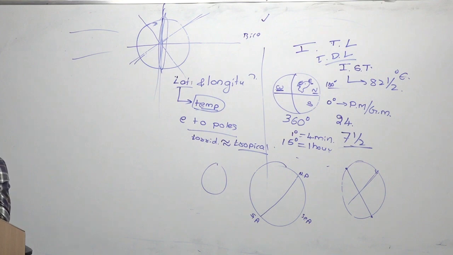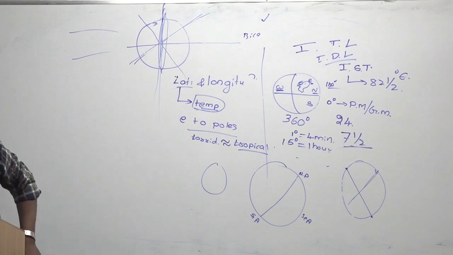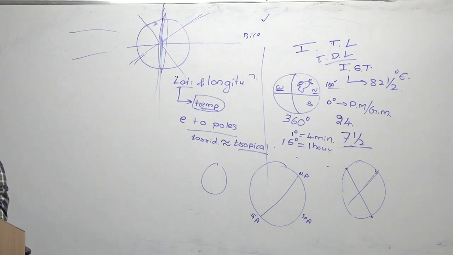Okay, next one, side heading rotation. Earth rotates with a speed of around 1,07,280 kilometers per hour in an anti-clockwise direction.